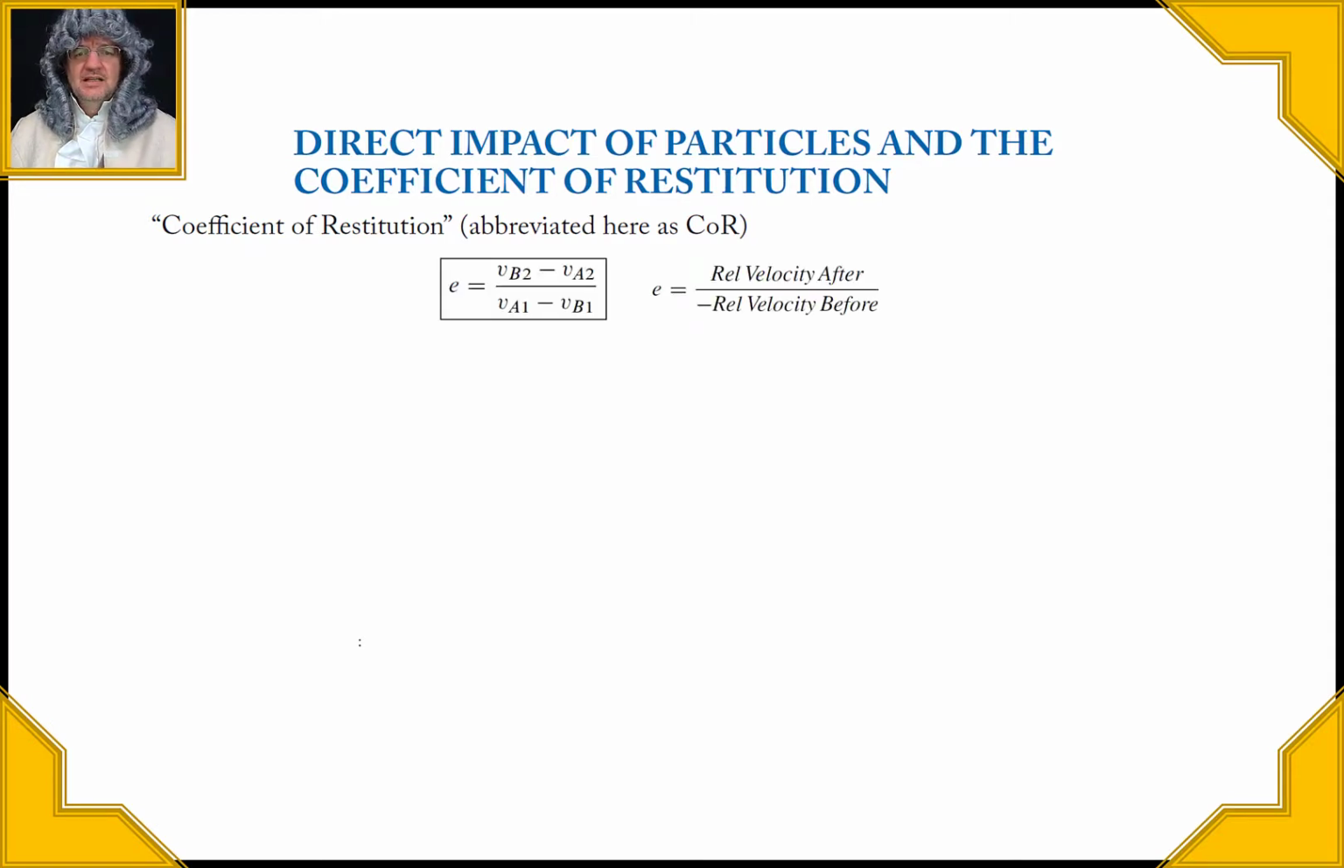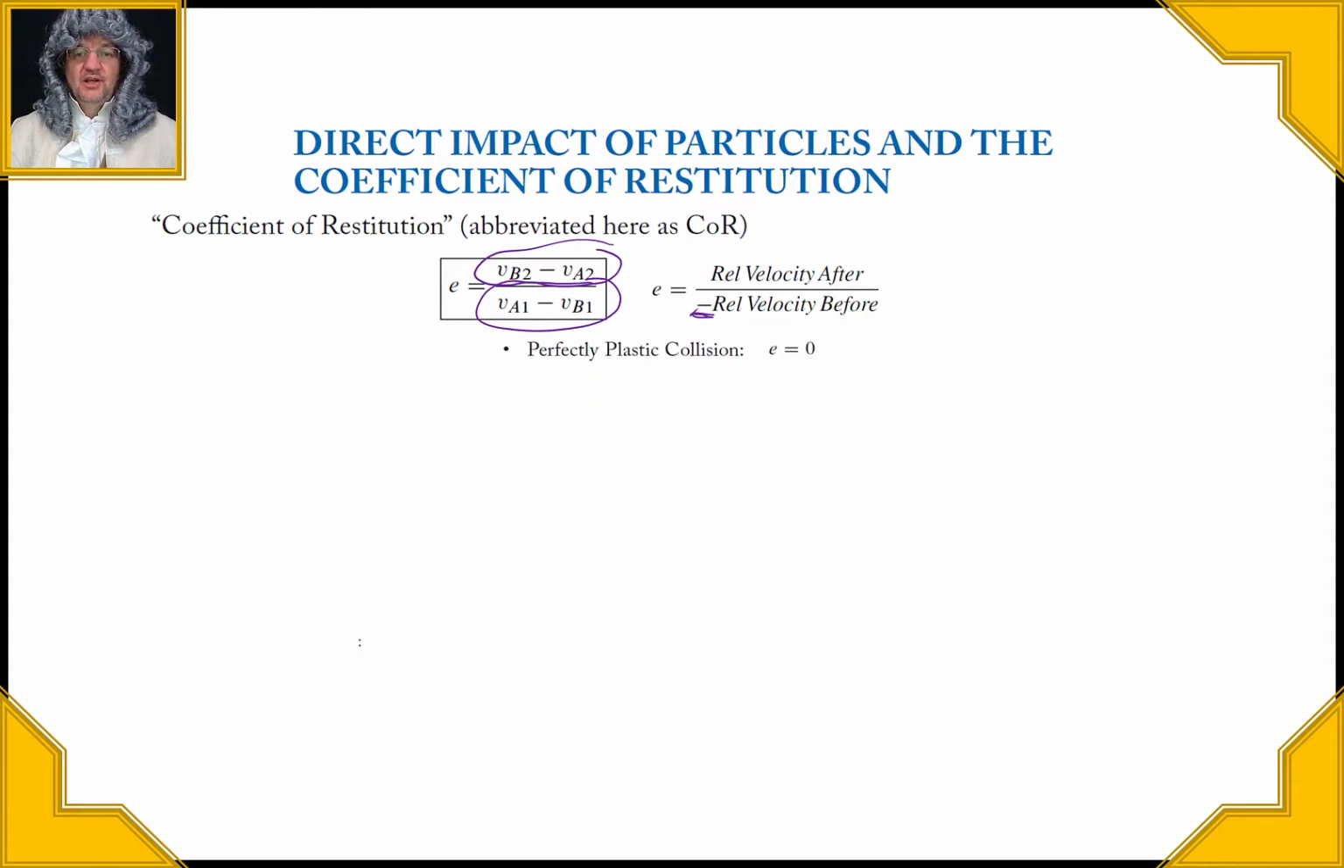And this is, you'll notice, the relative velocity after, right? So B minus A divided by the negative, easy to forget that, relative velocity before. So you notice that's A minus B. And this is 2 on the top and 1 on the bottom. So a little bit easier to remember.